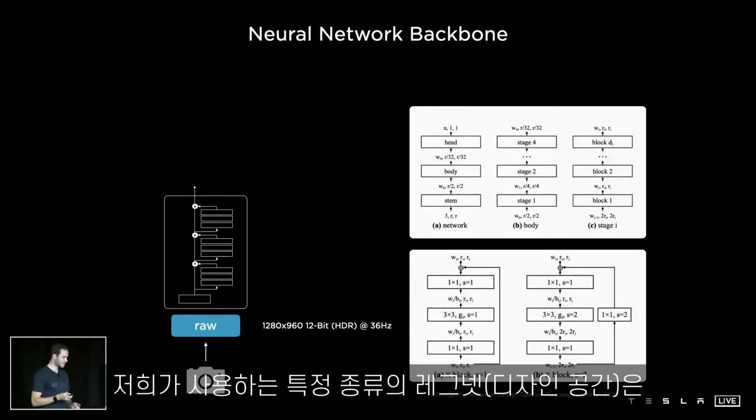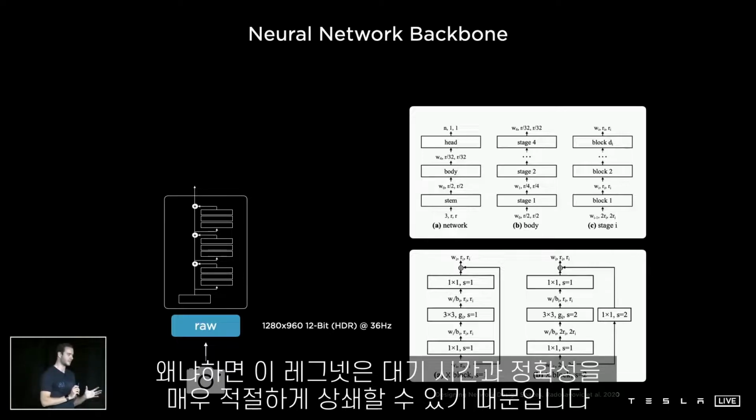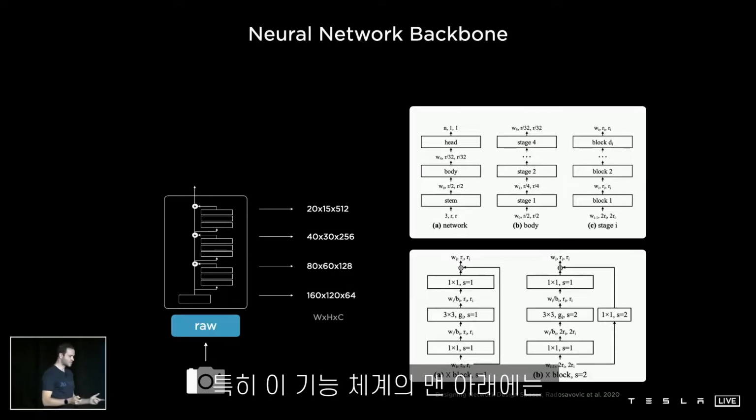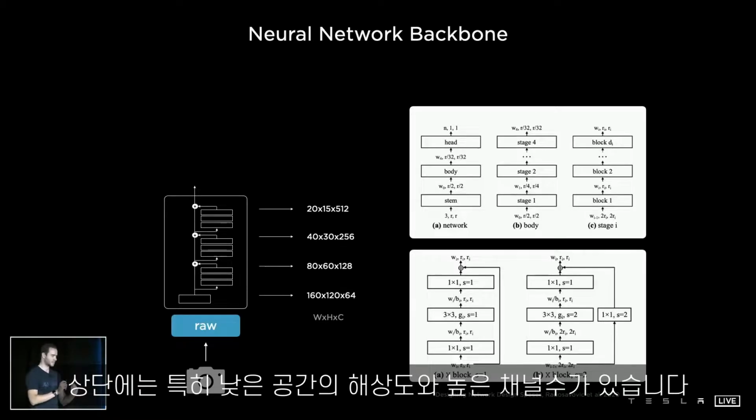Now, the specific class of ResNets that we use are RegNets, because RegNets offer a very nice design space for neural networks because they allow you to very nicely trade off latency and accuracy. Now, these RegNets give us, as an output, a number of features at different resolutions and different scales. So in particular, on the very bottom of this feature hierarchy, we have very high resolution information with very low channel counts. And all the way at the top, we have low resolution spatially, but high channel counts.